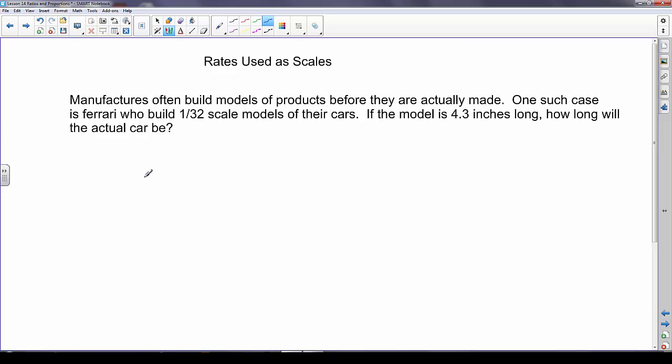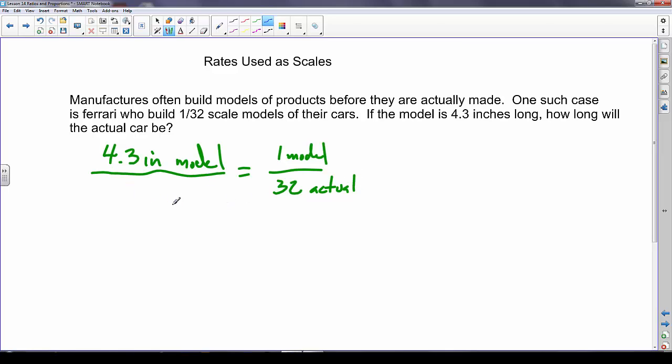If the model is 4.3 inches long, so 4.3 inches, and this is the model, and I know that that is equal to a 1/32nd scale. That means the smaller part is the model, and the 32nd is the actual. I want to know what the actual length of the car is. I don't know what that is, so I'll call it X.